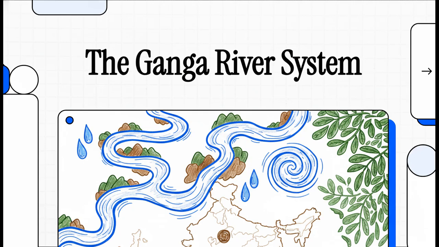Today, we're embarking on a massive geographical journey to map out the Ganga River system. But right off the bat, I want you to look at this not just as a body of water, not just some simple blue line drawn on a map. We are going to look at the Ganga as a colossal, living entity. It's this dynamic force that literally shapes the geography, the ecology, and honestly, the absolute survival of hundreds of millions of people on the Indian subcontinent.